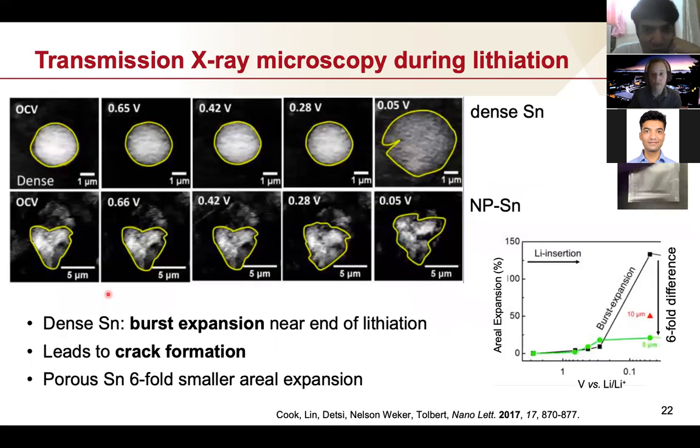So we looked at... Yeah, when you say cycling, at what C rate do you typically cycle the cell?